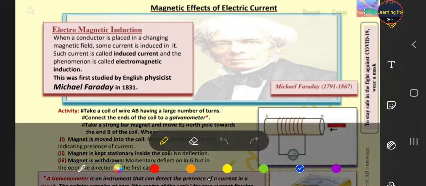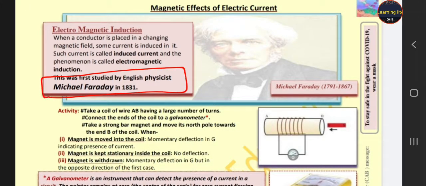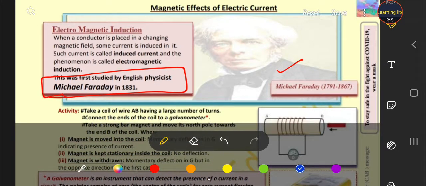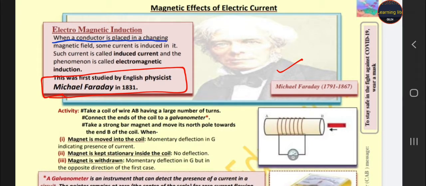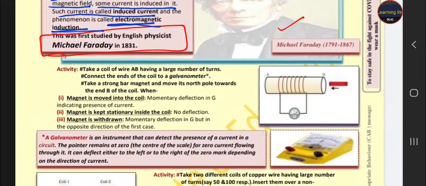It was first studied by the English physicist Michael Faraday in 1831. He is Michael Faraday. What Michael Faraday said: when a conductor is placed in a changing magnetic field, some current is induced in it. Whenever we place any conductor in a changing magnetic field, we see induction of current, and this current is called induced current, and this phenomenon is called electromagnetic induction.